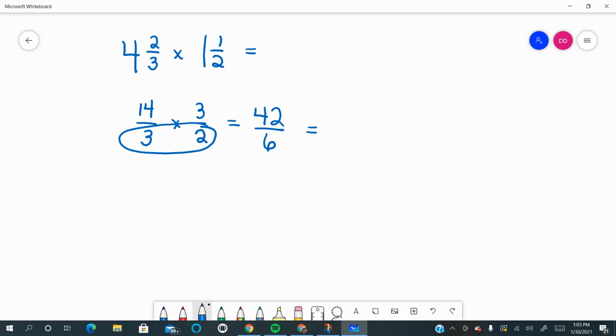So 6 goes into 42 exactly 7 times. So in this case, changing it to a mixed number, or the attempt to change it to a mixed number, actually saves us from doing some work. So the answer is exactly 7. One more.